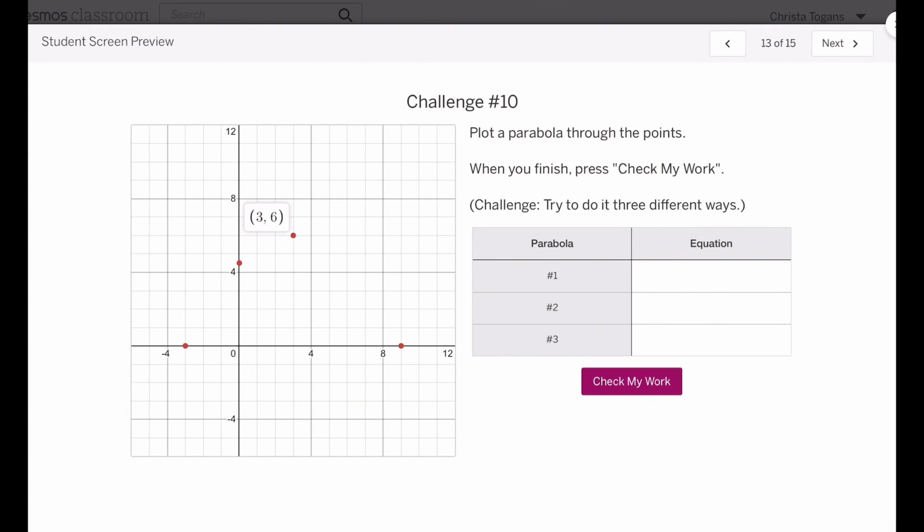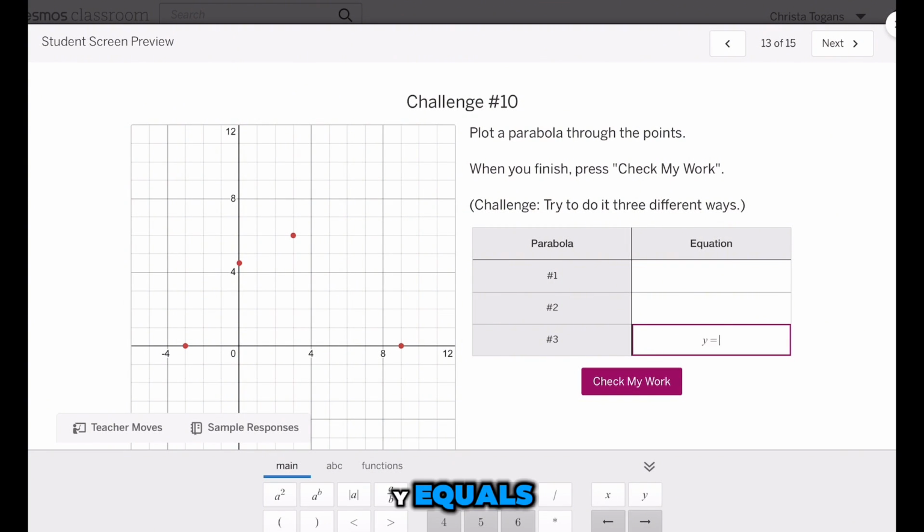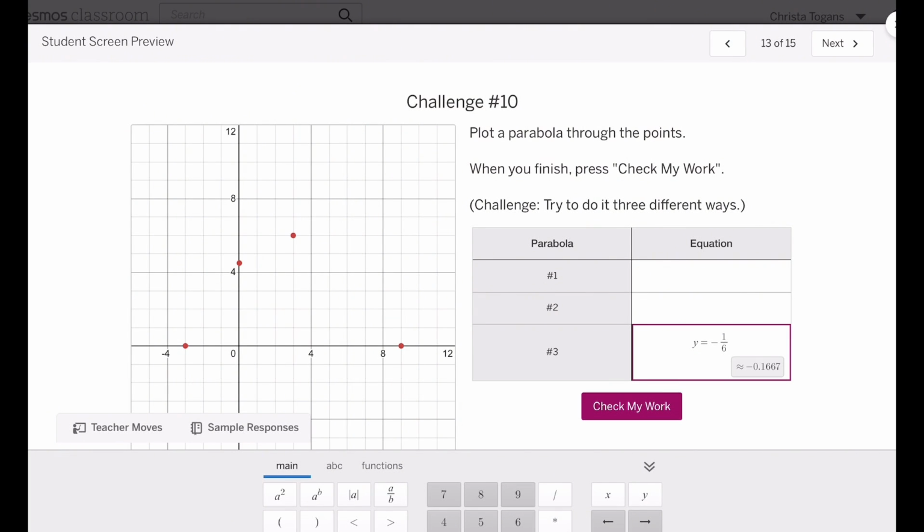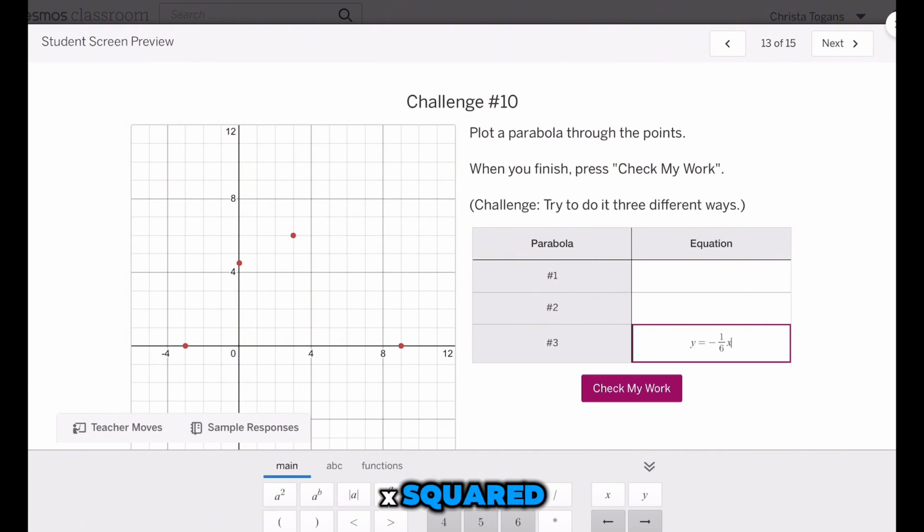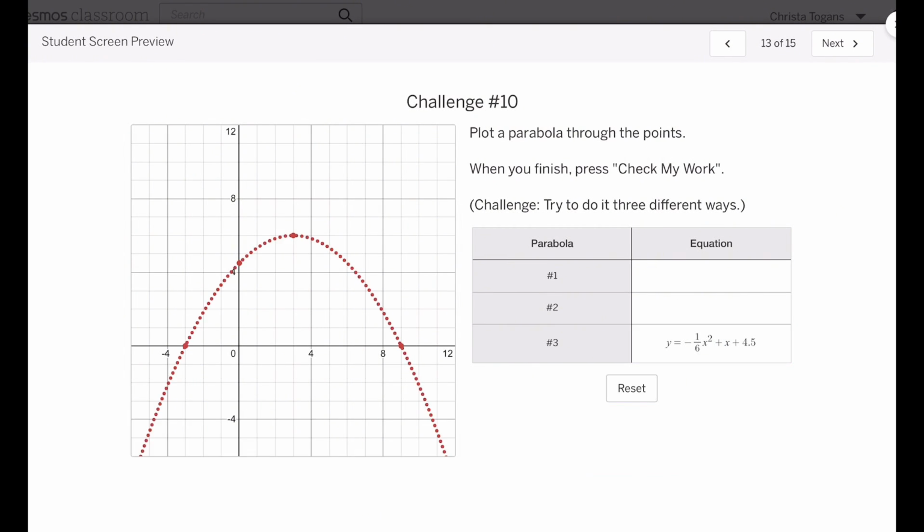So y equals -1 divided by 6 x squared plus x plus 4.5. And again, how did I get there? How does anyone get there? By trial and error. Okay?